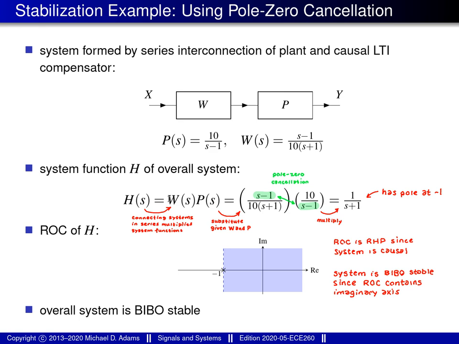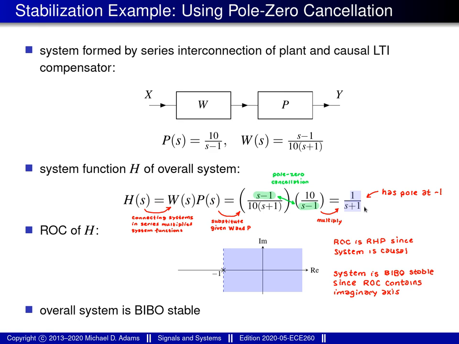Next, we can substitute in for W and P the formulas that were given for these functions, in other words, these functions here. This gives us this next expression. We can then cancel the common factors between the numerator and denominator, and when we do this, we obtain this expression here.